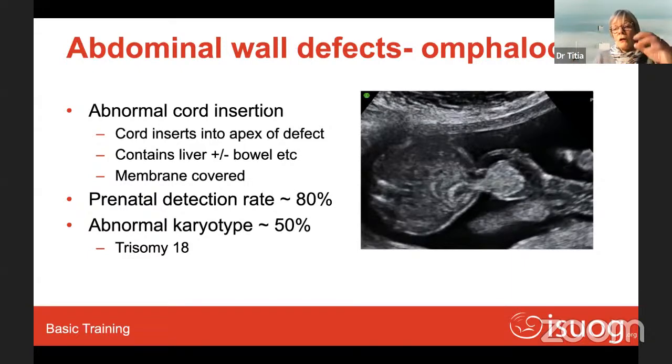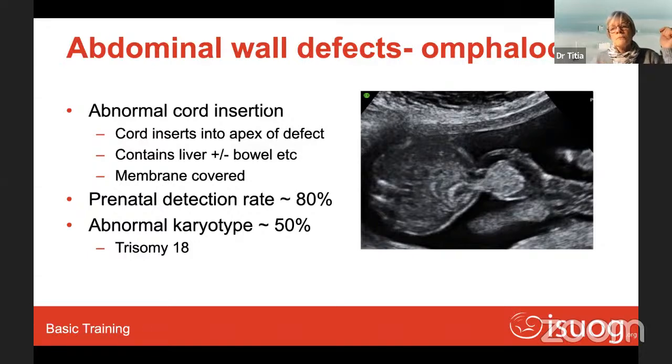And it may have a small abnormality like only bowel, or it may be very large with also liver in it. And it is always membrane covered. It is easy to diagnose, and the prenatal detection rate, well, it says 80%, I guess, with more and more experience, it will probably improve to 90, 95%. But be aware, an omphalocele is in 50% of the cases associated with chromosome anomaly, particularly trisomy 18, which is a lethal anomaly. So many of these will die during pregnancy or right after pregnancy.